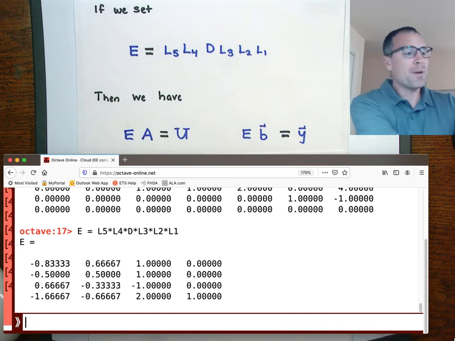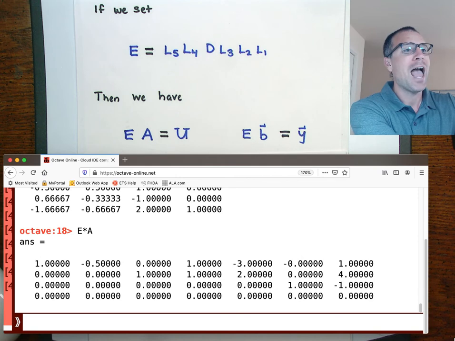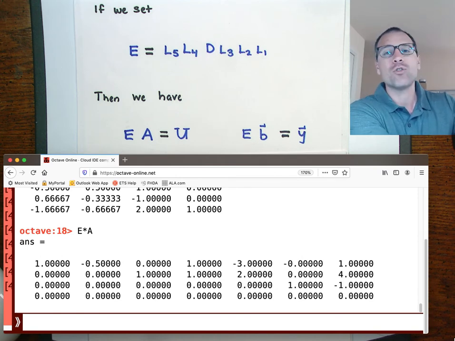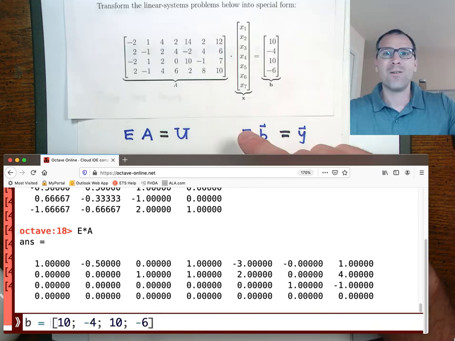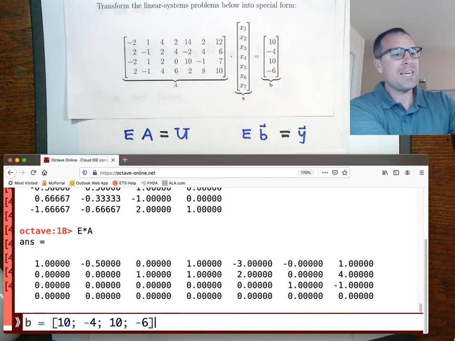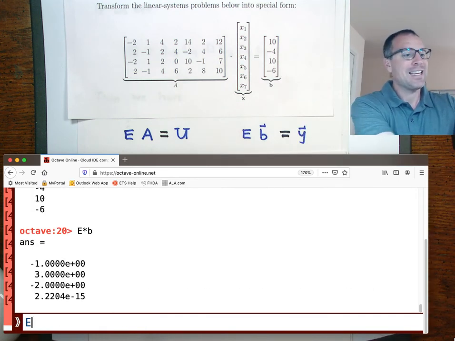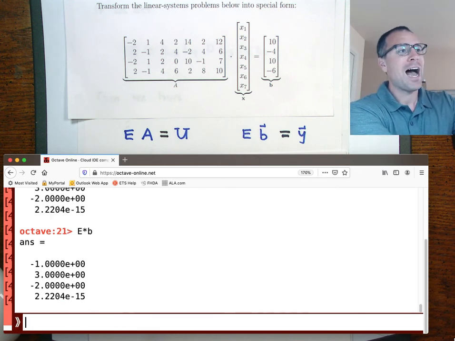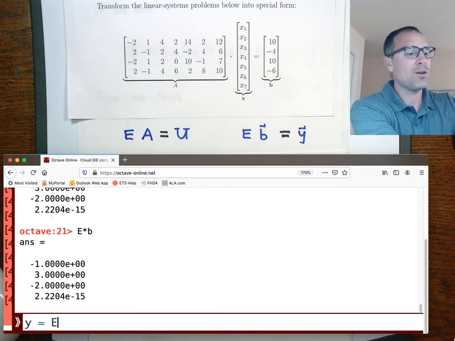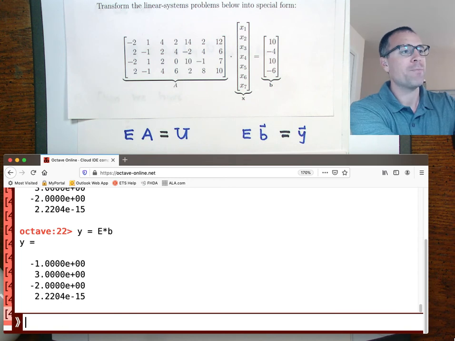Once I do this, I'm going to claim that I could take that matrix E, multiply by A, and I would immediately get that matrix into RREF form. Moreover, if I store the vector B, which is done on screen, and then multiply E times B, I get the vector Y. Y equals E times B.